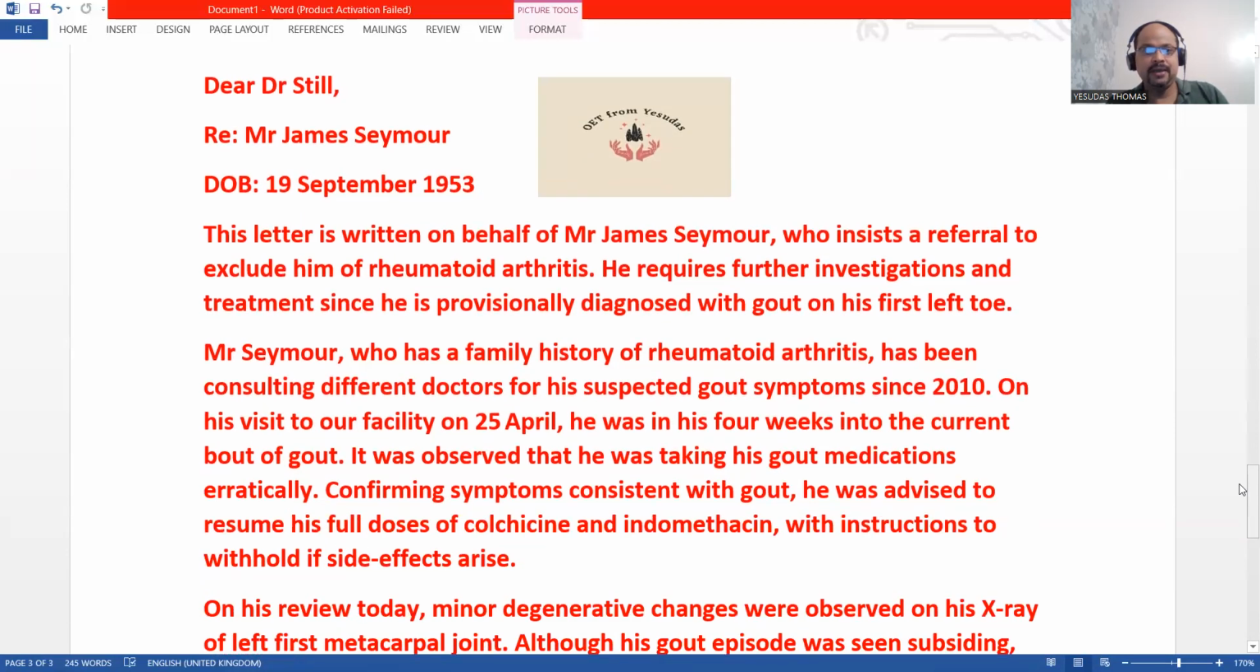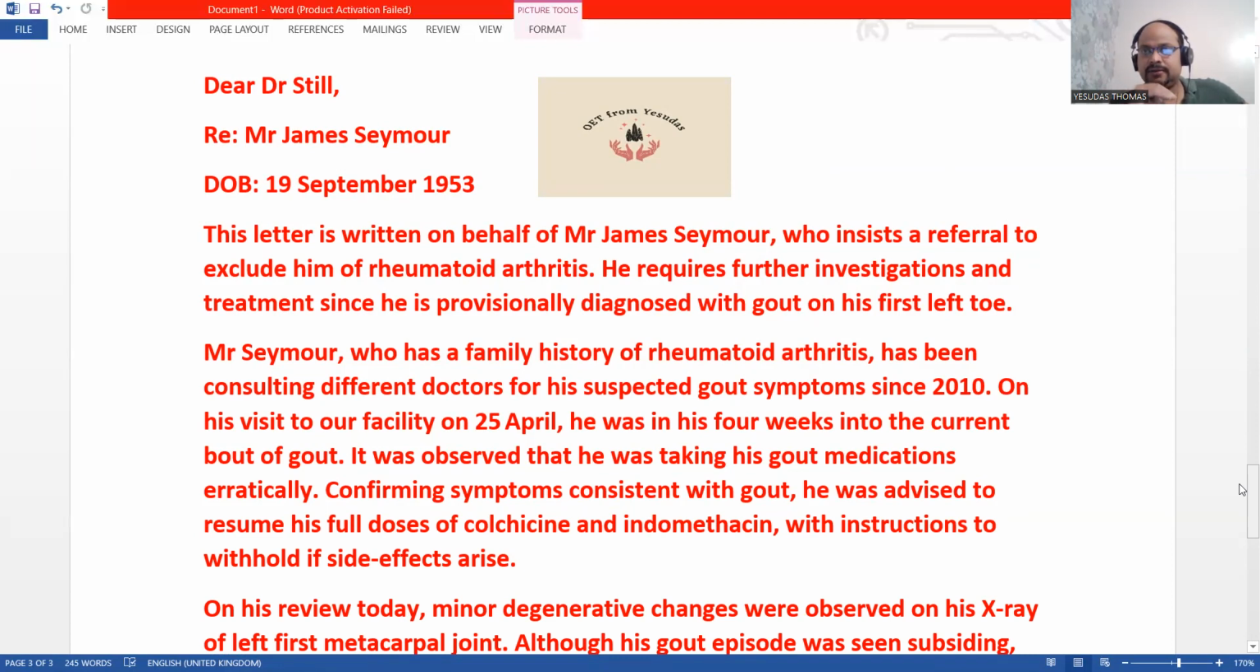Now we have something important here in the purpose. This letter is written on behalf of Mr. James Seymour, who insists on a referral letter to exclude rheumatoid arthritis. Now, this is a referral letter. We are not going to refer by our own, just because of the insistence of James Seymour. James Seymour has asked us for the referral. So that's the reason why we have written like this, who insists on a referral letter to exclude rheumatoid arthritis.